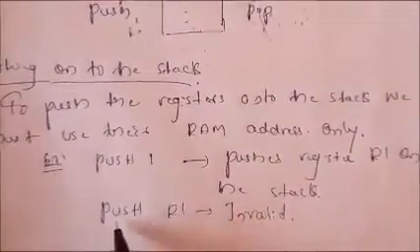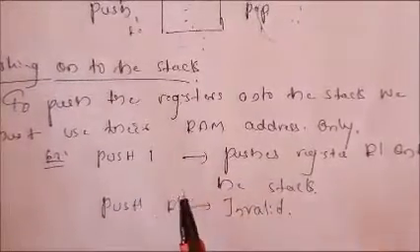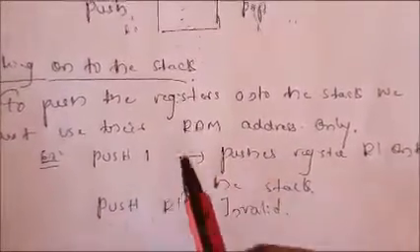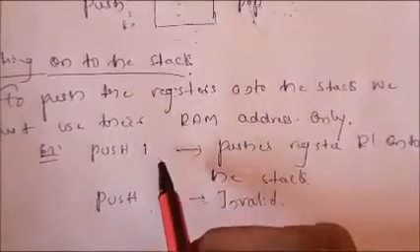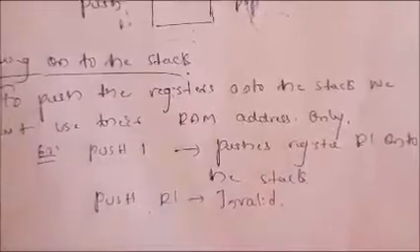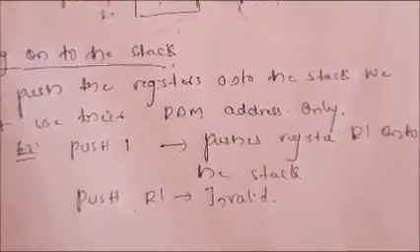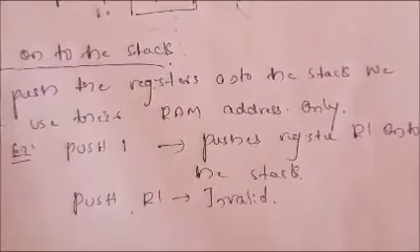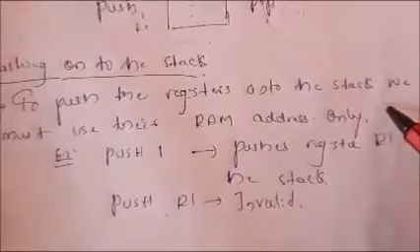If you want to perform the pushing operation for the R3 register, the equivalent memory address is 3. So you need to write push space 3. That is going to push the contents of R3 only. So we need to use only the direct memory address of the respective registers. We can't write the register directly. You need to remember this very carefully.